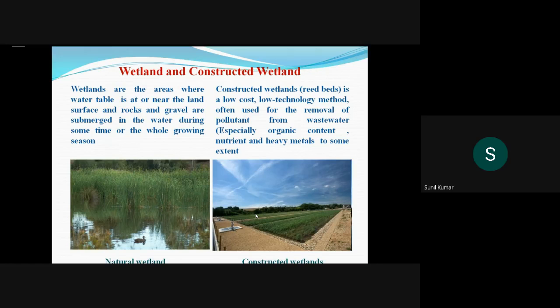Leave the water at the inlet point. It gets distributed across the root zone of the plant and the media. So while coming out, the water is just getting treated. So this is basically the constructed wetland application.